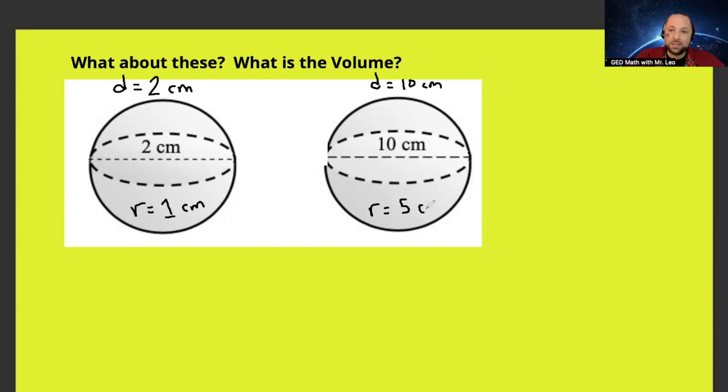Take a minute, try to draw these in your notebook, and make sure we label these numbers. These are what we're going to need. All right, let's do the first one, volume. Here is the original raw formula. 4/3 pi r to the 3rd power. Let's plug in what we know.